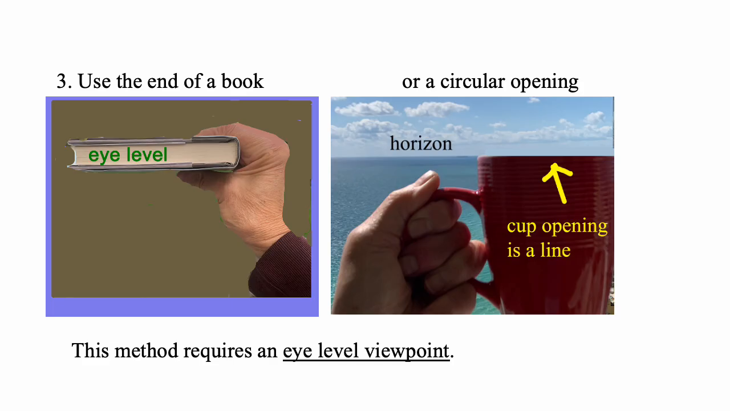A third way to find eye level is to hold a book in front of you parallel to the ground so you only see the book's end, and that would be eye level. Similarly, hold a cup up so its opening is a line, and that line lies on the horizon or eye level. This method requires an eye level viewpoint. If you were looking down at the cup, it would no longer look like a line.